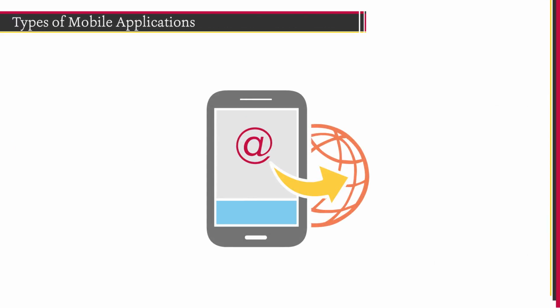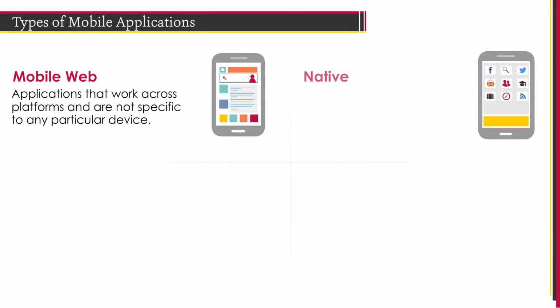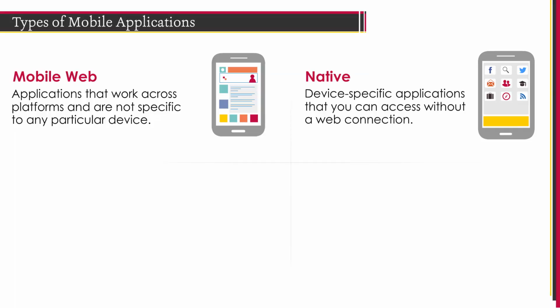Broadly, all mobile applications can be divided into four types: mobile web, native, hybrid, and cross-platform. Mobile web applications work across platforms and are not specific to any particular device. You will require a website for hosting mobile web applications and a web browser for opening these applications. Native applications are device-specific applications that you can access without a web connection. To use these on different devices, you need to create separate versions.